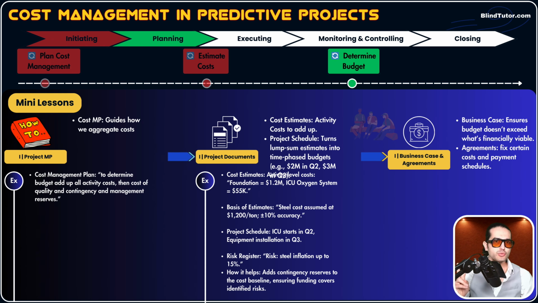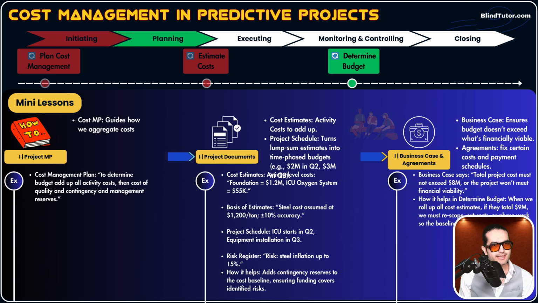Okay, these two documents are inputs to this process. But why are these inputs? Let's elaborate with an example. For example, we open a business case document and it says that total project cost must not exceed $8 million or the project won't meet financial viability.